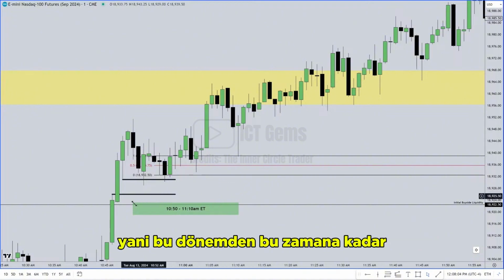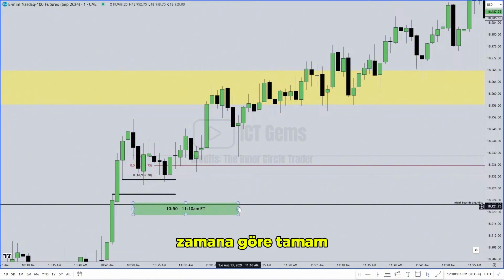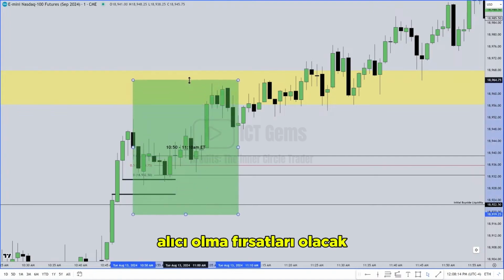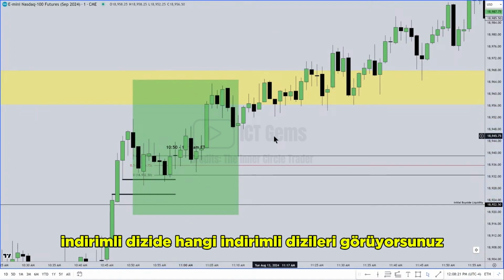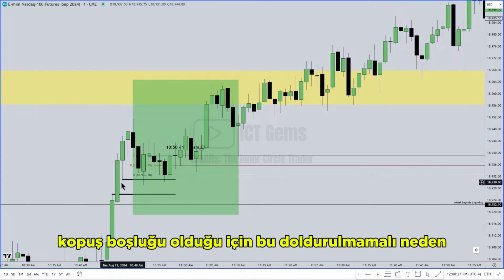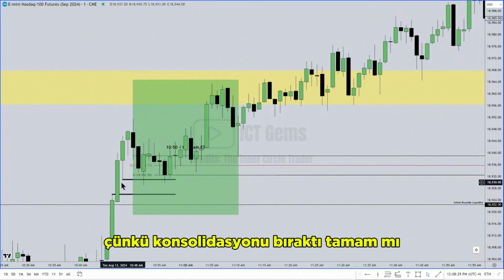So all through this period from here to here, relative to time, okay? This is a time window. In other words, this is what you're saying. In price action, there's going to be opportunities to be a buyer at a discount array. What discount arrays do you see? Institutional order flow entry drill inside this fair value gap that should not fill in because it's a breakaway gap. Why? Because it left the consolidation.